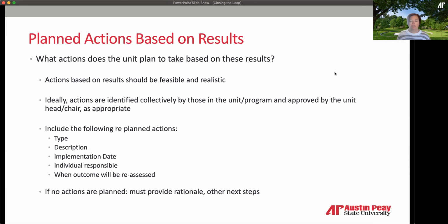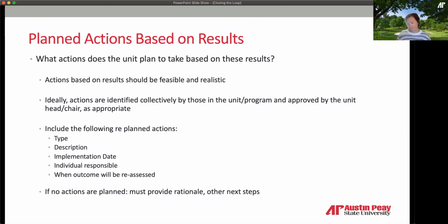Someone who's responsible for implementing that, or even if it's the whole team, you can say everyone in our office is responsible for implementing this, but we just want you to think about who's actually involved. And then importantly, when that outcome will be reassessed. So the point of the action isn't just to do something again in a vacuum. You're trying to take an action to improve the achievement of that outcome, or build on a strength if it's a met outcome. So you want to reassess at some point that outcome that you measured to see if the improvements you made have made any difference in your results.